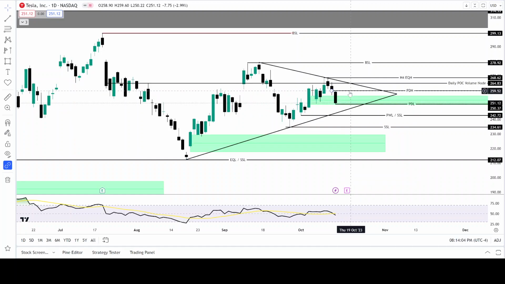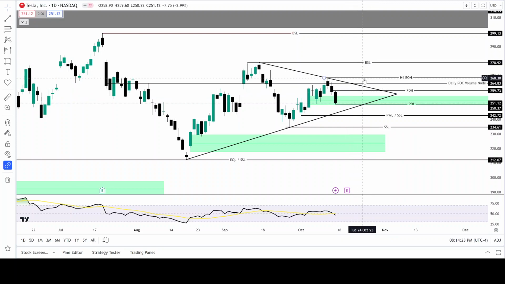And if we were to head higher, we have a previous day high here. We have a daily point of control volume node from this entire move, from this high all the way to current price. We have that point of control here. We also have a 4-hour equal high here, and we have buy side liquidity above at 278.71.